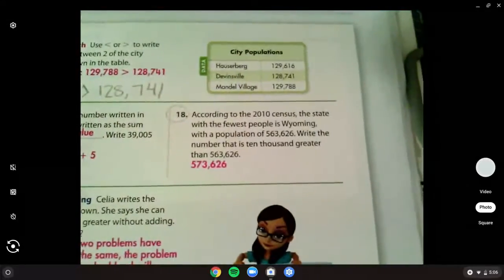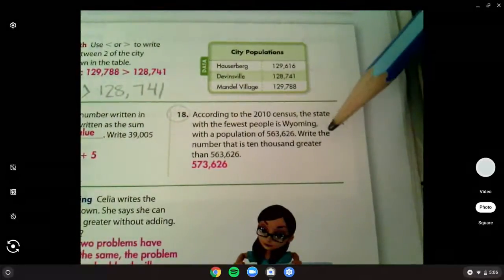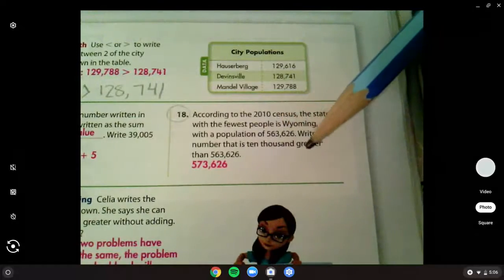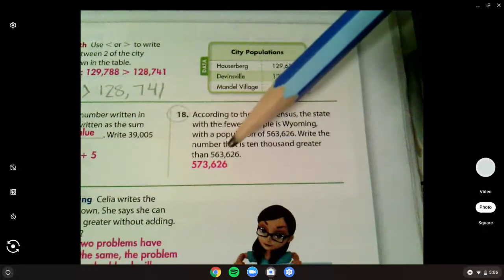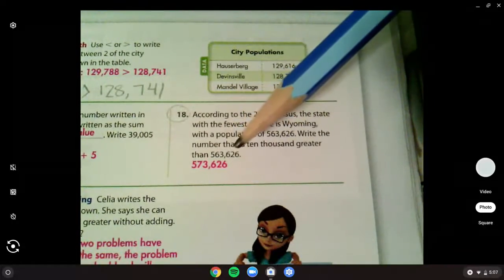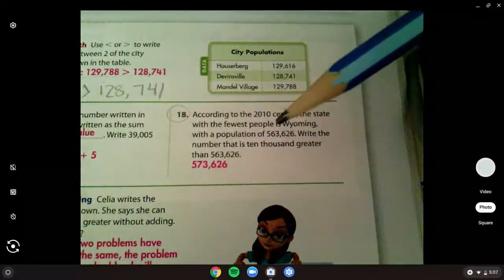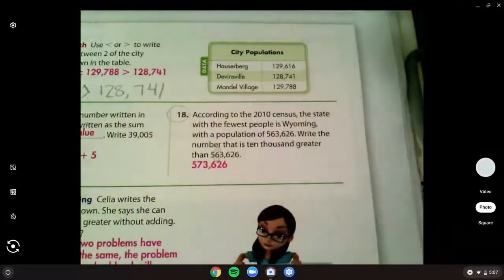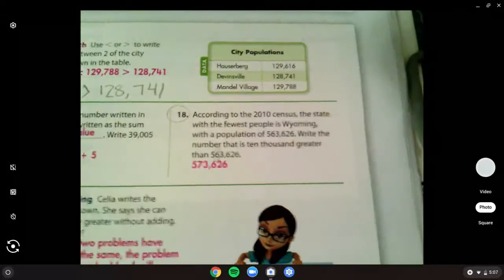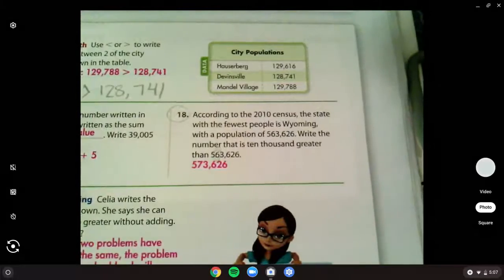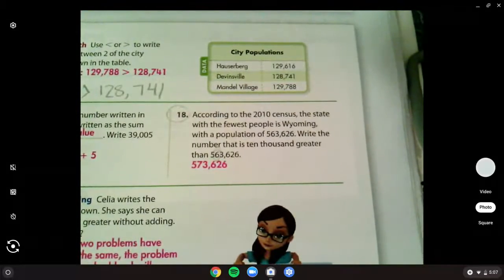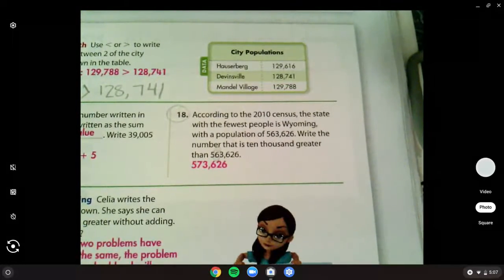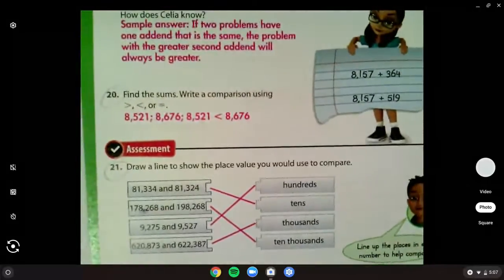And 18 wanted you to write the number that is 10,000 greater than 563,626. You want to look to the 10,000s place. That's 6. And if we add another 10,000, it would be 573,626. Only that 10,000s place changes.